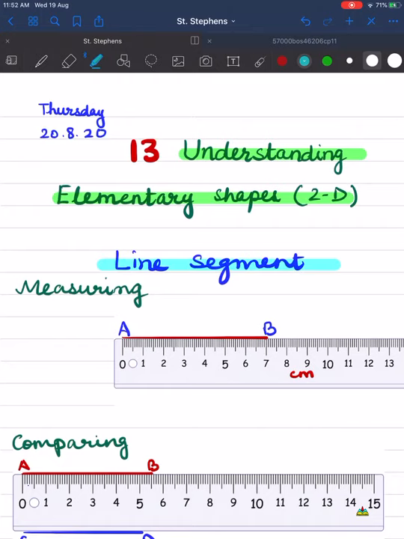I hope you know that a line segment has a fixed length, so it can be measured with the help of a centimeter ruler. So let's measure the given line segment AB. We place the 0 mark of the ruler at point A. We read the mark on the ruler which is against the point B. It is 7 here. So the length of line segment AB is equal to 7 centimeters.